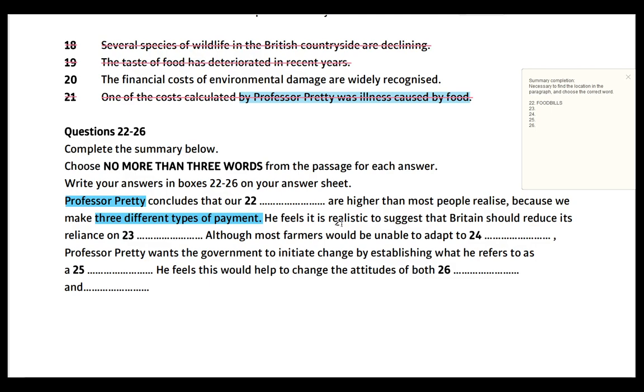Realistic, likely, realistic. He feels that it is realistic, he feels that it is likely to suggest that Britain should reduce its reliance on, and it can be intensive farming, literally. Let's just say intensive farming. All right, we just saw that answer as well. Although most farmers would be unable to adapt to something, Professor Pretty wants the government to initiate change by establishing what he refers to as something else.